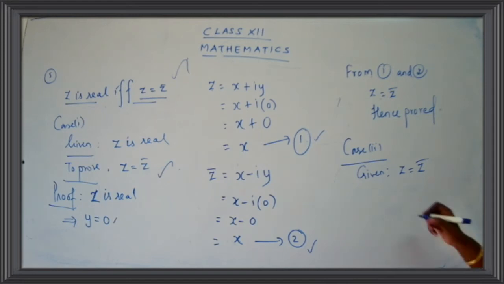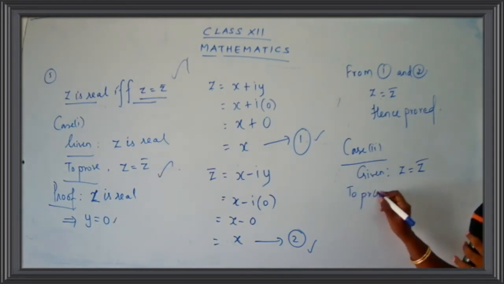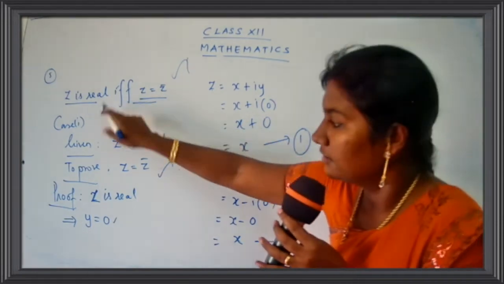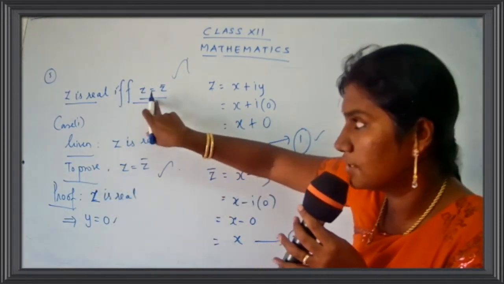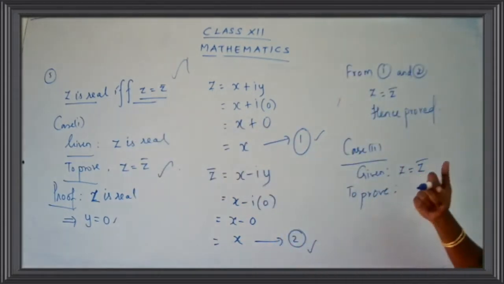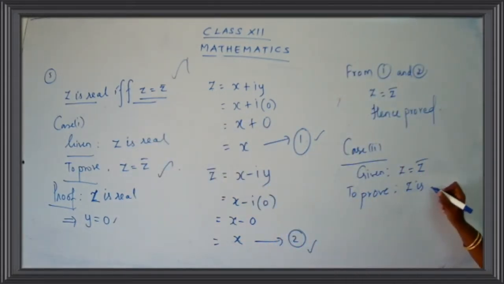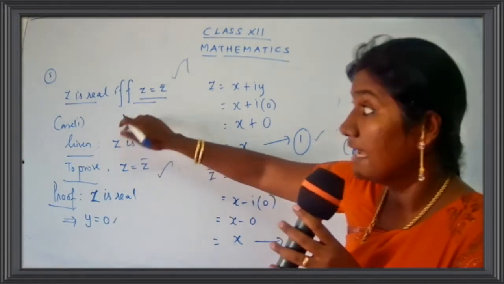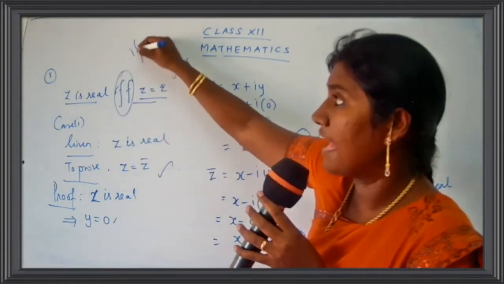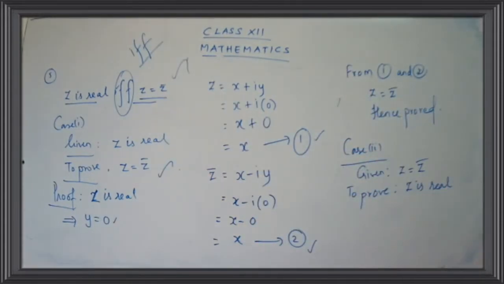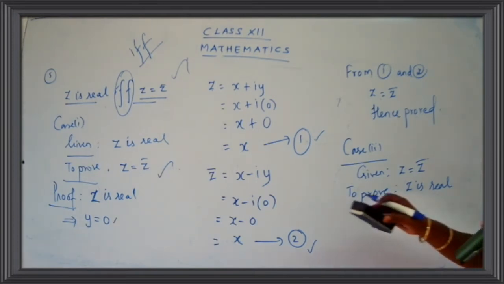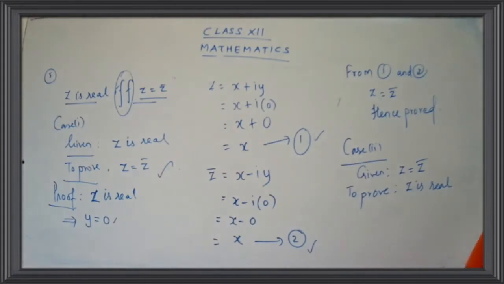So what are you going to take for to prove? What was taken here? To prove we took Z is equal to Z bar. Yes, children? So for case 2, you have to take Z is real. So this is what we are going to consider case 2. Okay, now when are we going to choose these cases? If we have a condition, if and only if. IFF. What is the full form of IFF? If and only if. I hope you have taken down your given part and to prove part. Let's go for the proof part.